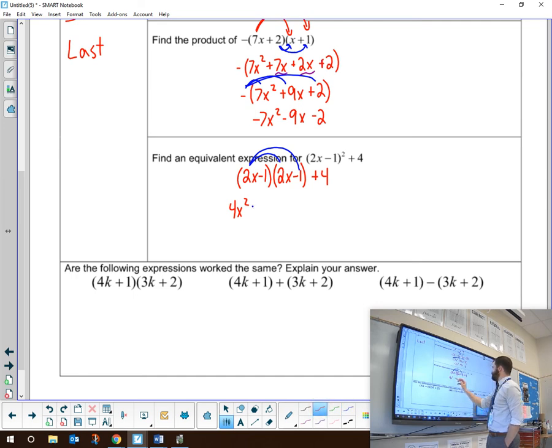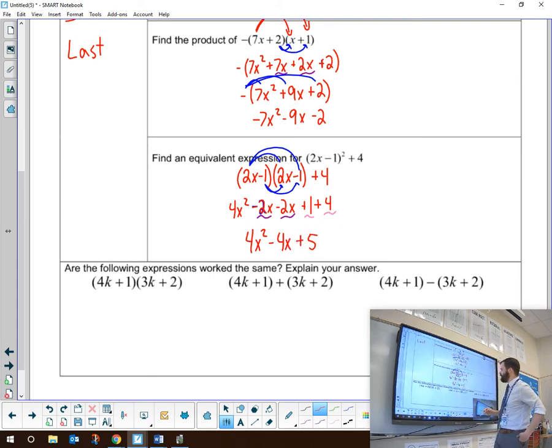So we're going to have negative 2x, change colors, negative 2x. Inner, we're going to get another negative 2x. And last, negative 1 times negative 1 is a positive 1. So we get positive 1, and we still have this plus 4 on the end. So now, let's combine like terms. Negative 2x and negative 2x combine, and positive 1 and positive 4 combine. So we get our final answer, 4x squared minus 4x plus 5. So if you see something off on the end, it just means work this out and then combine it whenever you combine like terms. That's all.